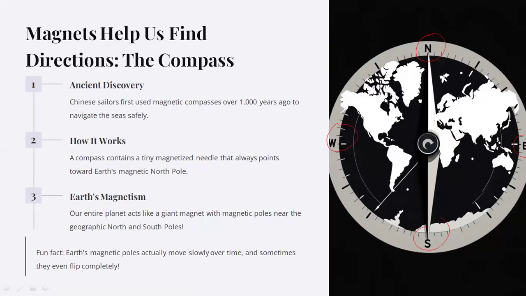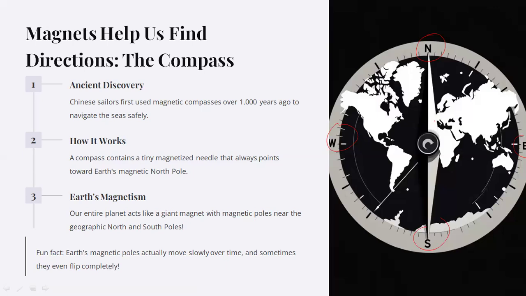Chinese sailors first used the magnetic compass over 1,000 years ago, and they used to navigate the seas safely using the compass. How does the compass work? A compass contains a tiny magnetized needle that always points towards Earth's magnetic pole. And Earth's magnetism, our entire planet acts like a giant magnet. We have already seen that with magnetic poles near the geographic north and south pole. And that's why the compass is able to point towards the north direction.